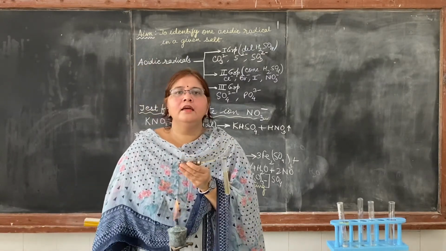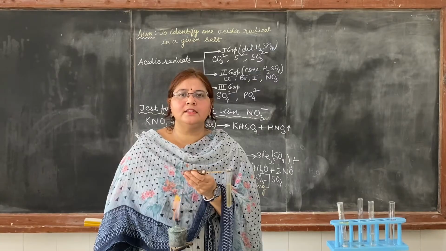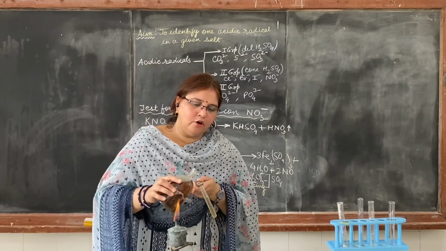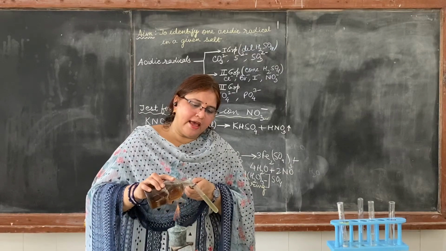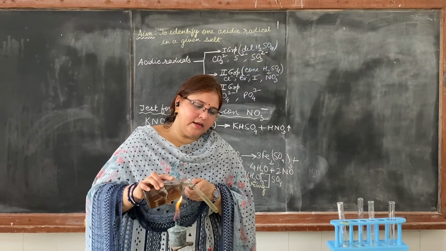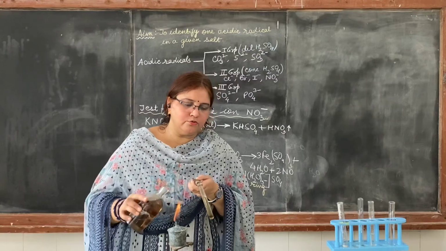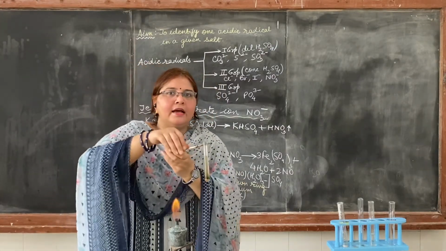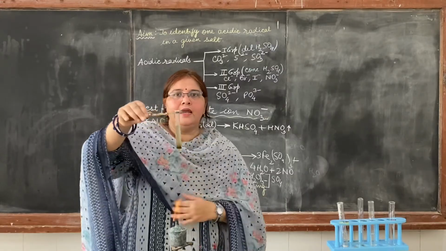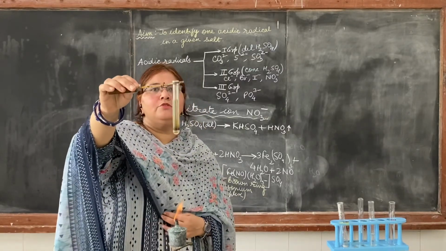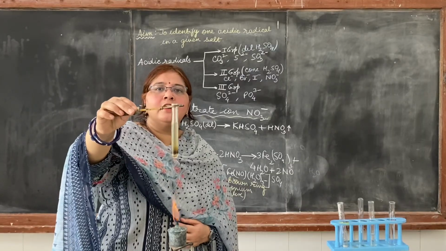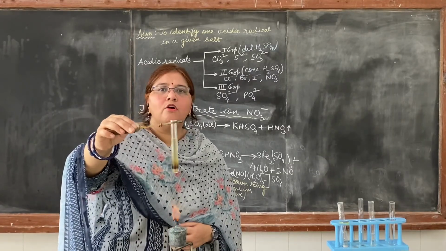Now we will add the concentrated sulfuric acid along the sides of the test tube, and you will observe that a dark ring is obtained at the junction of the two layers. You see over here, a ring is obtained at the junction of the two solutions. This means the nitrate ion is confirmed in the given salt.